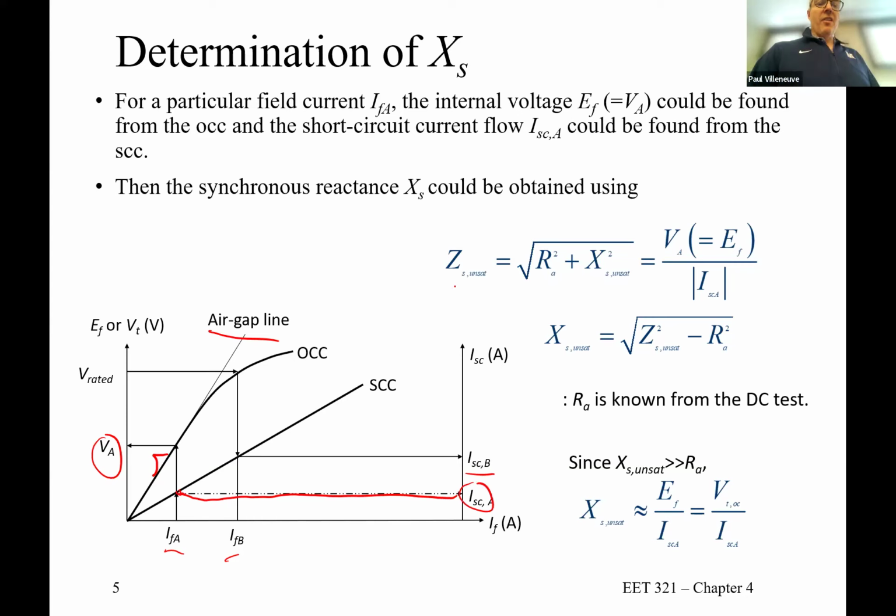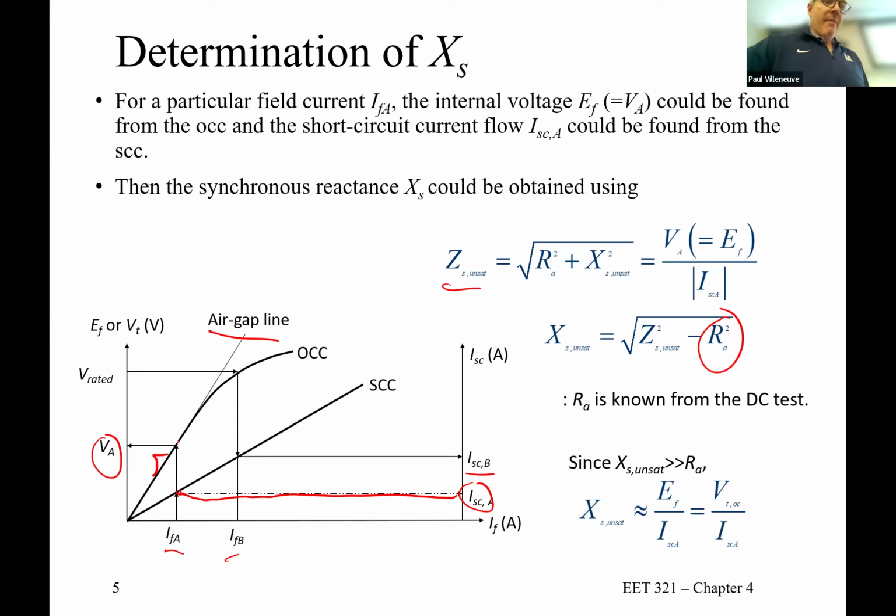So to solve for our Z, and this is unsaturated, this is our ZS unsaturated, we go magnitude RA squared plus XS squared, square rooted. Once we have the DC test, then we can pull out XS unsaturated. Okay? Makes sense. So all I'm looking for is if I want to get what the synchronous reactance is going to be when it's unsaturated.